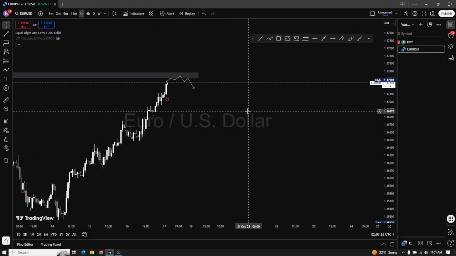If I take the trade, obviously I'm going to do a trade recap, whether my trade will tap into take profit or stop loss. So stay tuned.